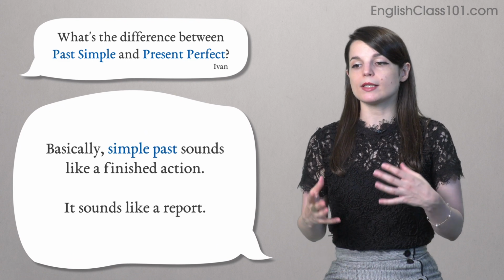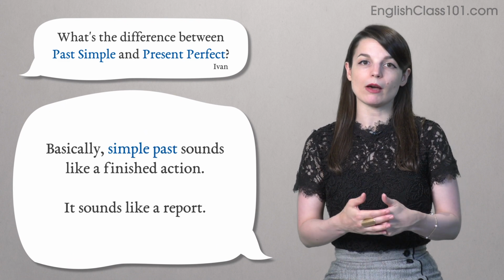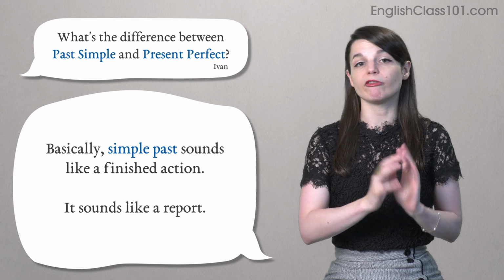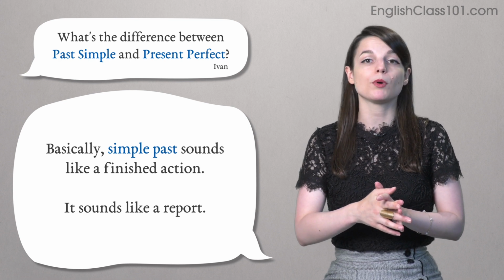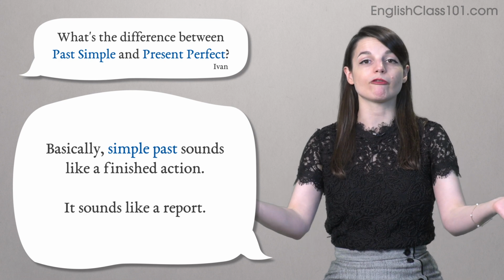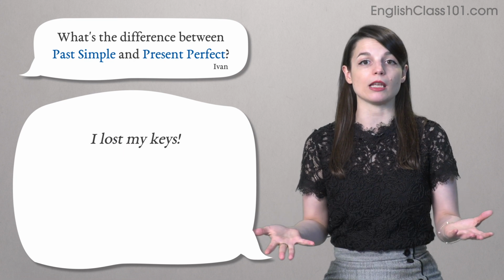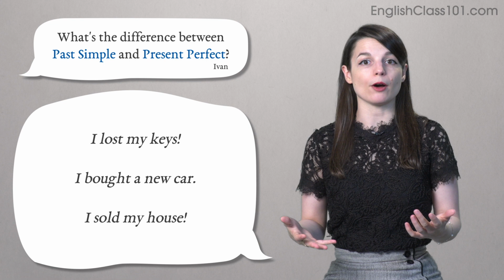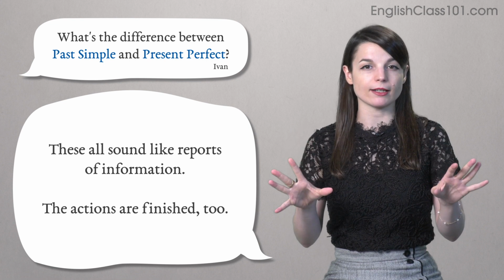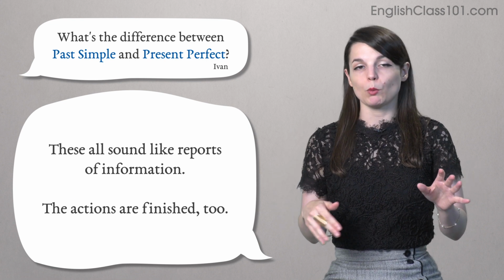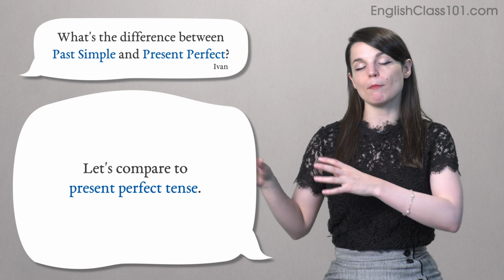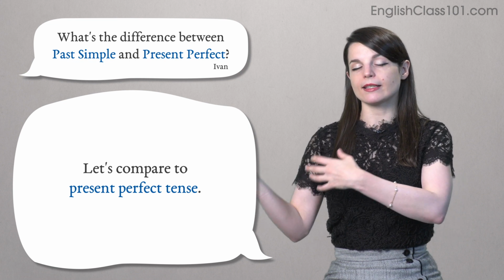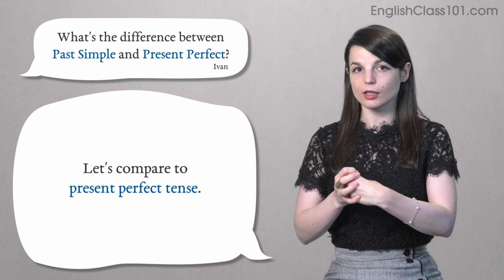Basically, when we use simple past tense, we're talking about an action that started and finished in the past. When we use simple past tense, it's like we're reporting information. So, I lost my keys, or I bought a new car, or I sold my house. So it's like a fact, a quick fact, a simple report. It's done.